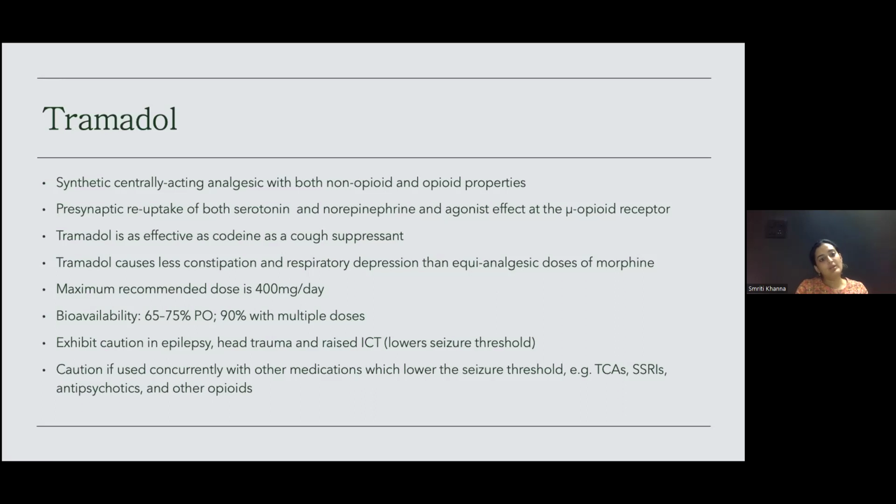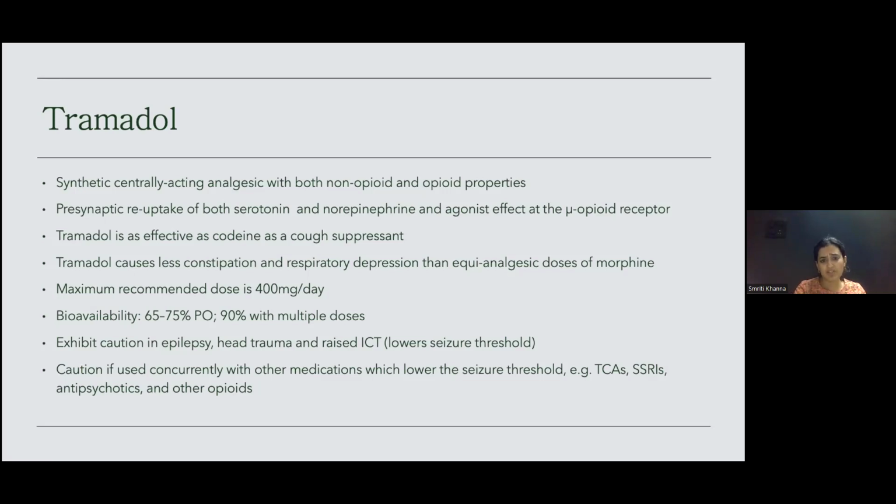When it comes to tramadol, it is a synthetic, centrally acting analgesic. It has both non-opioid and opioid properties. That's one of the advantages of tramadol: along with the agonist effect at the mu-opioid receptor, it also inhibits presynaptic uptake of serotonin and norepinephrine. So tramadol also has some neuropathic effect. This is why you might get very good pain relief with tramadol in patients who have both nociceptive as well as neuropathic aspects of pain, such as malignancies with nerve entrapment, which have both nociceptive and neuropathic components.